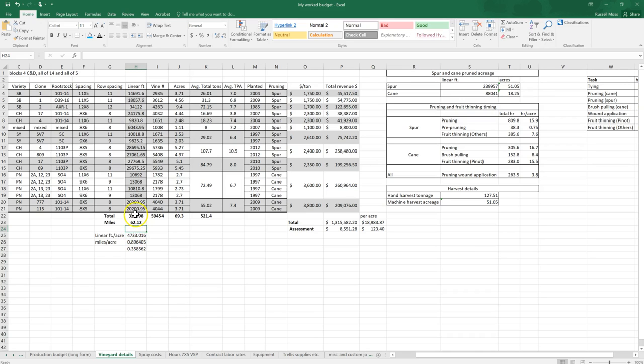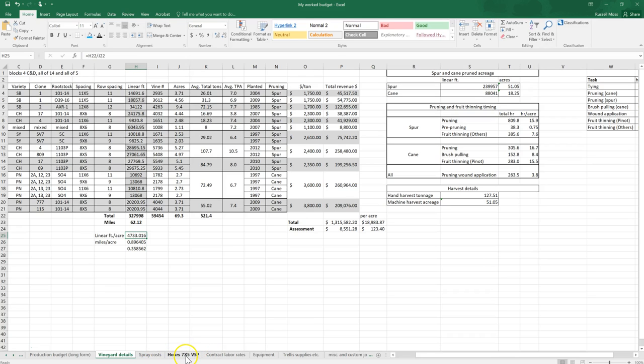Then what I do is figure out, okay, it's 327,998 linear feet in the whole vineyard, and then I've got 69.3 acres. So just divide the two. Divide linear feet by acres here, and on average, we're at about 4,733 linear feet per acre. Simple. So remember, we're not trying to figure out a budget for each block. We're just trying to figure out a budget for the whole vineyard, right? So we don't need to deal with all that.